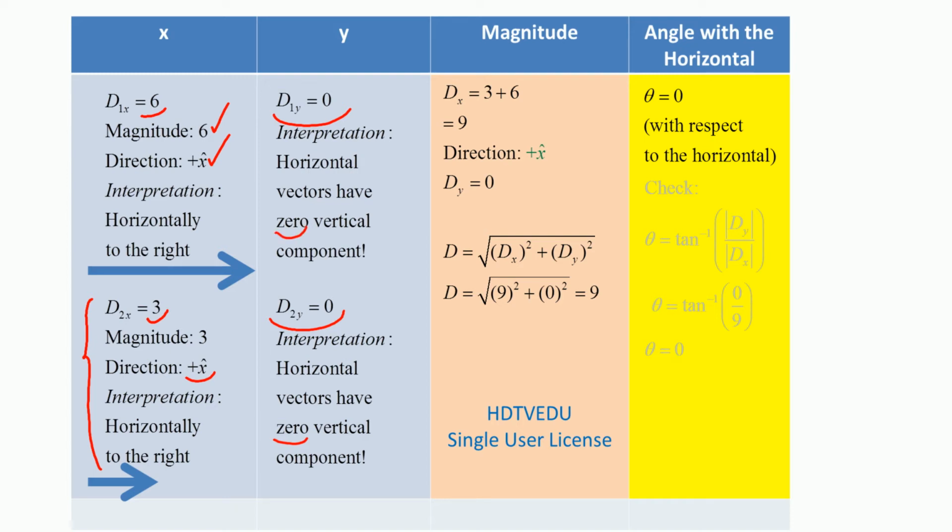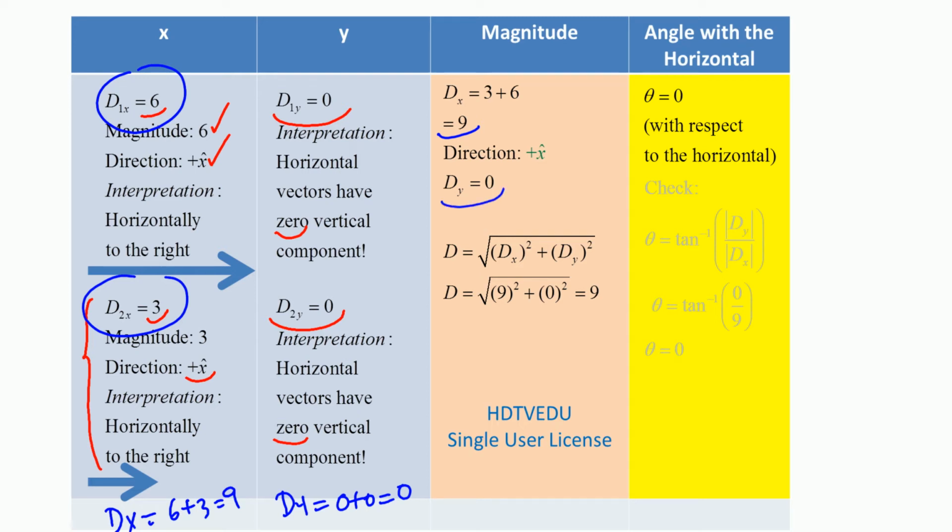Since both our vectors are in the positive x direction, all we have to do is add. What is the net result of 6 and 3? So we have dx equals 6 plus 3, and that is equal to 9. How about dy? 0 plus 0, and that is equal to 0. So dx is equal to 9, and dy is equal to 0.